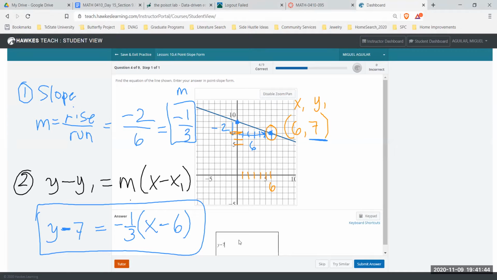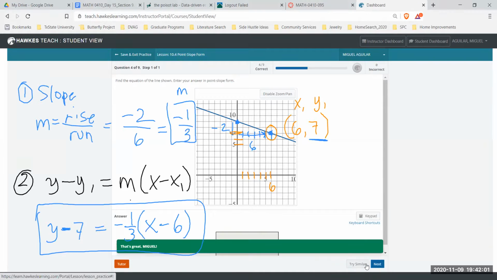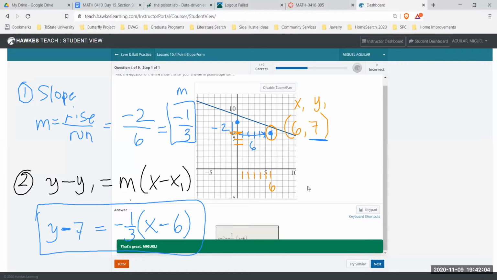y minus 7 is equal to negative 1/3 times x minus 6. Does anybody have questions about this one?